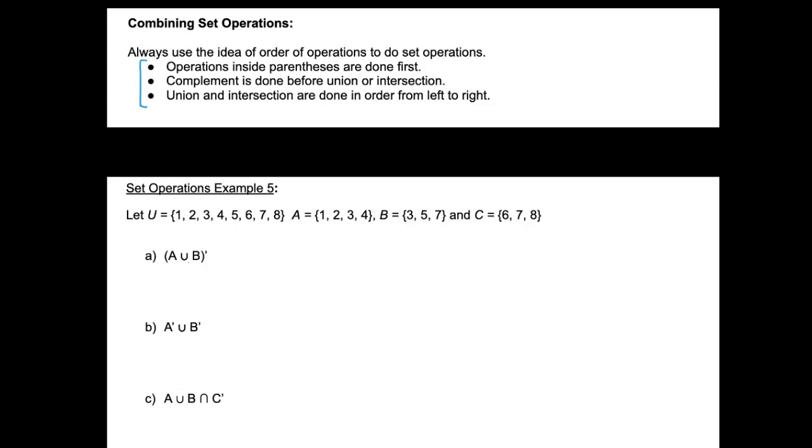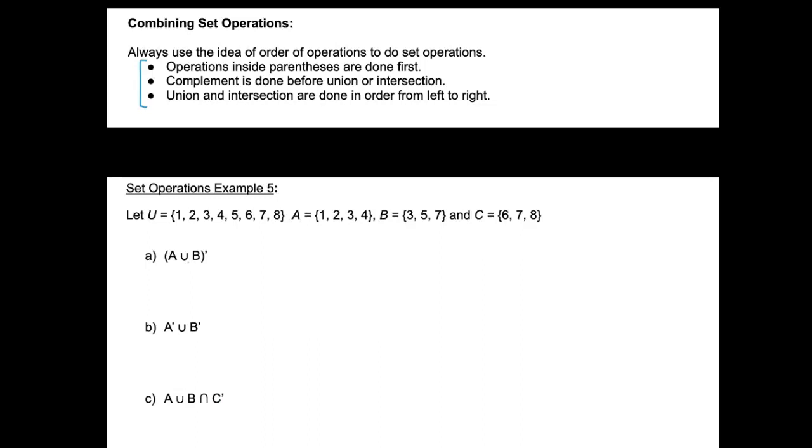Okay, the second one, complement is done before union or intersection. So that would be like in B, where you see the complement is that apostrophe, and so we're going to find the complement of A, the complement of B, do those first, and then we do the union last. And then lastly, the union and intersection are done in order from left to right. So if you have several in the problem, like in C, we're just going to work left to right. So we would do A union B first and then intersect C complement.